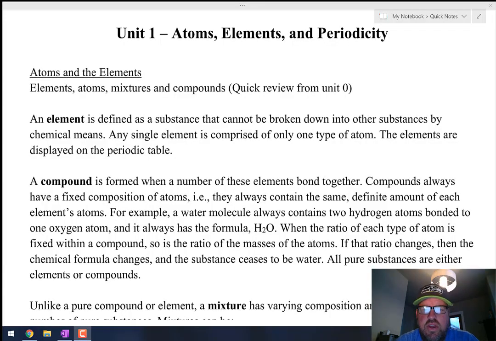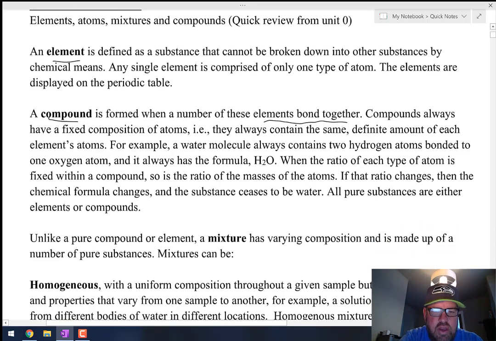Now let's get to the good stuff. We're going to start with Unit 1 now. Right away in Unit 1, you're going to see a quick review from Unit 0, talking again about an element. A compound, again, is when any elements bond together. Nothing new here at all.